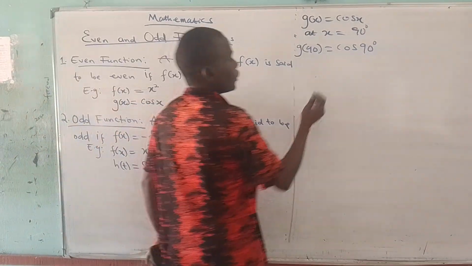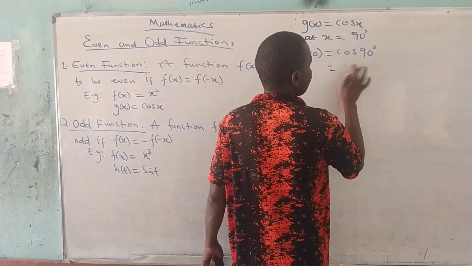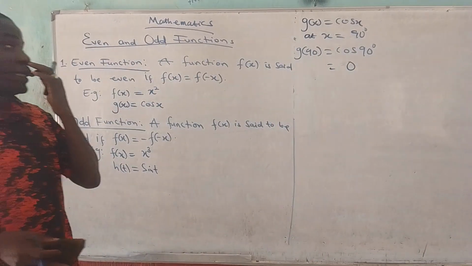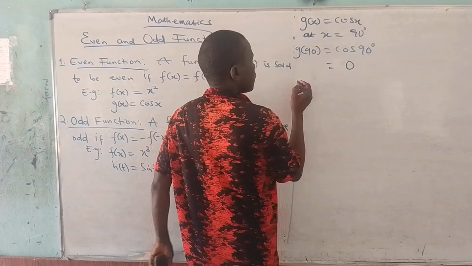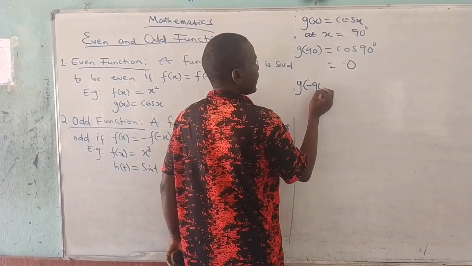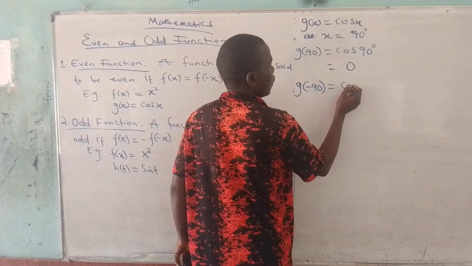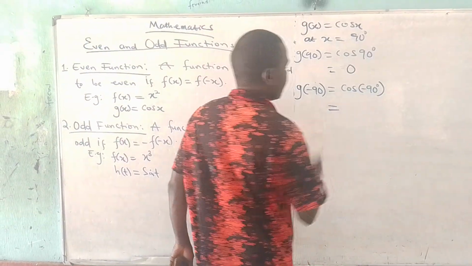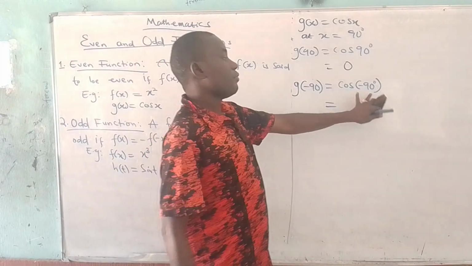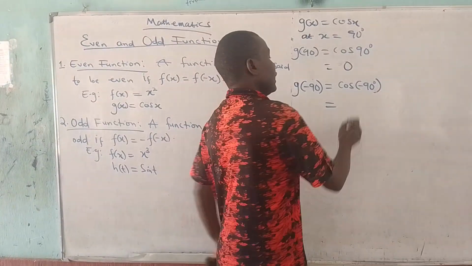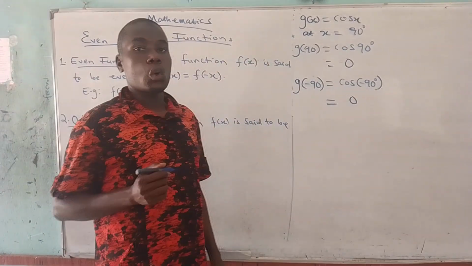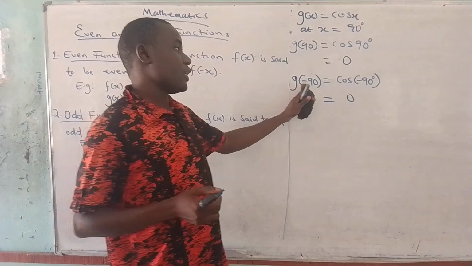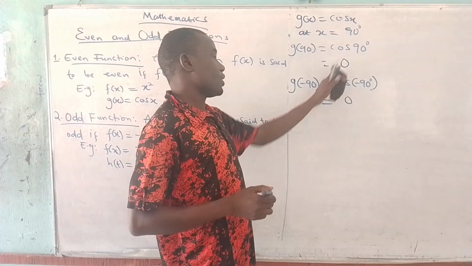Cos 90 degrees is 0. Understand? So what is g of minus 90? This is cos of minus 90 degrees, and we still get 0. So the value of this function at x equals 90 and at x equals minus 90 is 0, which is the same.